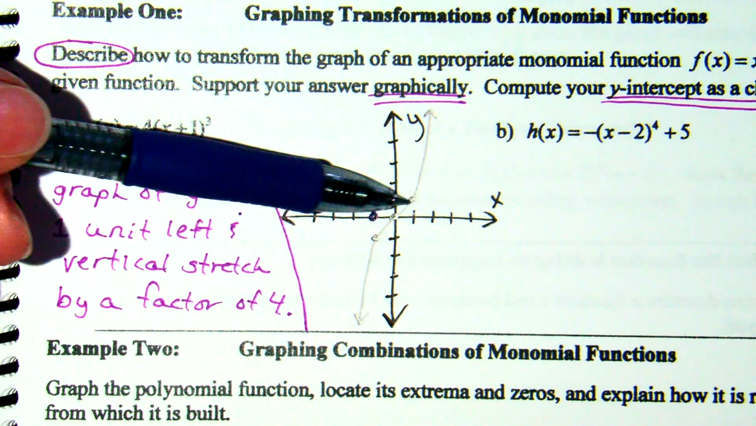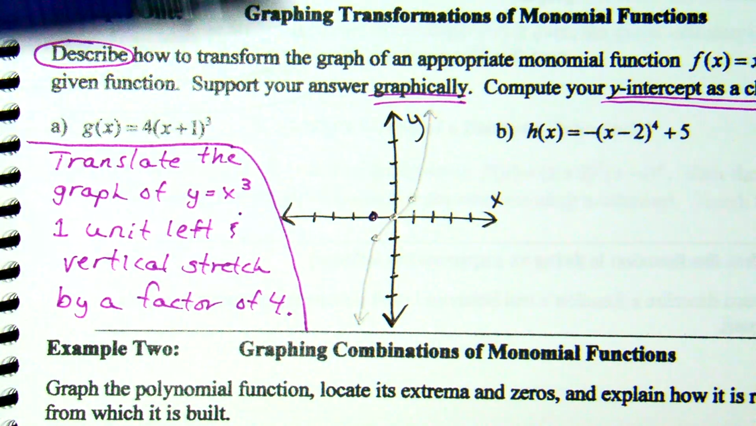Now, think about the point 1, 1. It was right 1, up 1. You move it left, it's right 0 and up 1, yes? So what's the y value? Y value is 1. When you stretch it by 4, 1 times 4 is 4. And so where does this end up? 0, 4. So we have a point at negative 1, 0. We have a point at 0, 4.